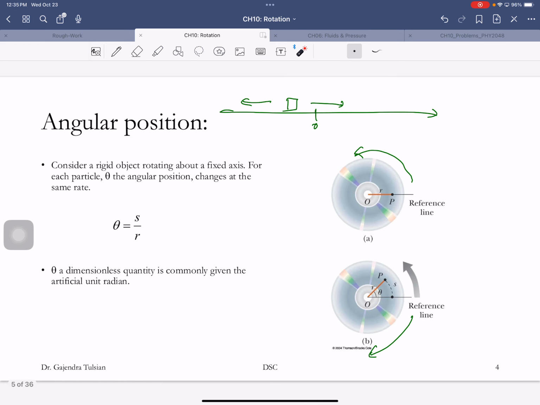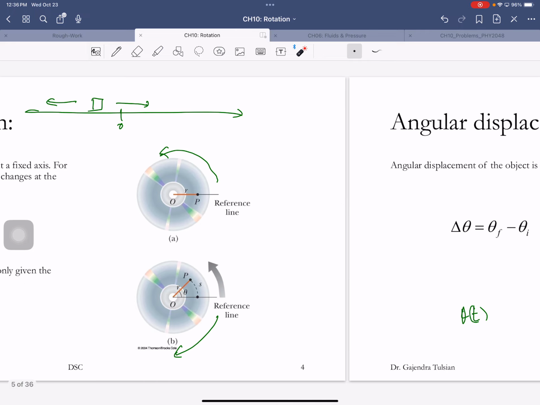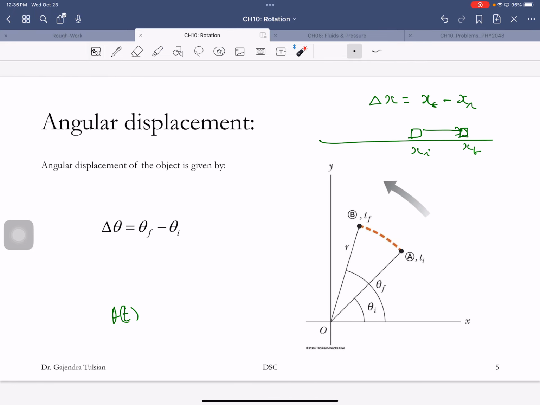So again, here's this object. There's your reference line. We'll mark a point on the object, and whatever angle that point rotates through, every point on the object rotates through the same angle. So let's say this was the initial position. It's rotating counterclockwise, and that point travels a linear distance s. The angle through which this object has rotated, theta, is s divided by r. Theta is in radians there. So that's the initial position of the disk, and there's the final position of the disk, and there's the angular displacement.